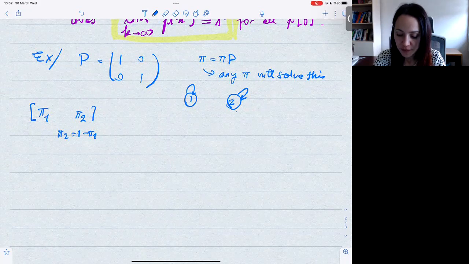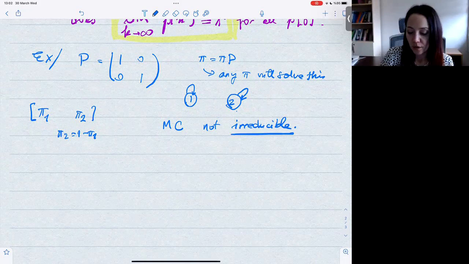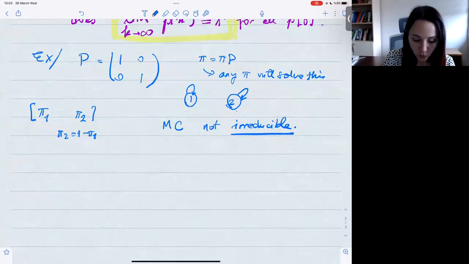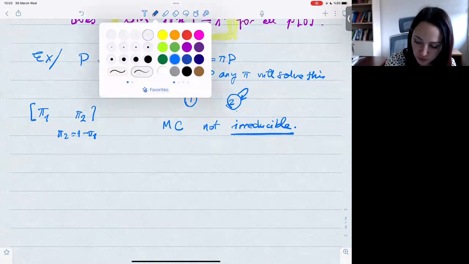Okay, this is an example of a case where the Markov chain is not irreducible. It can, in fact, be reduced into two separate classes. So again, okay, let's provide another definition at this point.